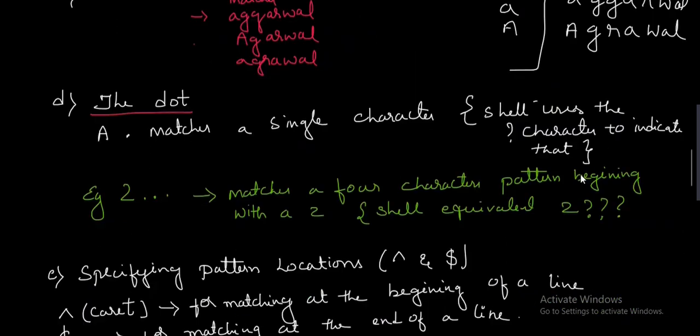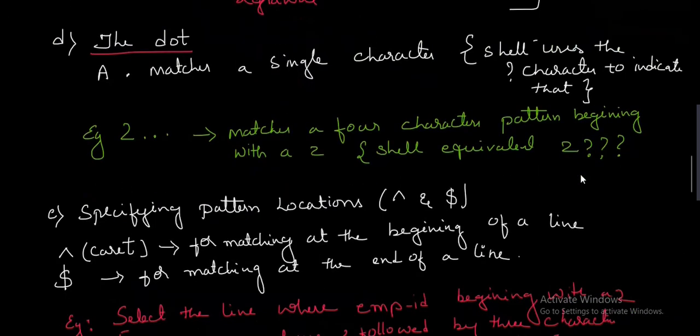Okay, so next we'll move on to the dot. What does dot indicate? It is going to match a single character. Whenever you want to match a single character, you are going to use dot. But in the case of metacharacters or wildcards, we have discussed that we use the question mark. In the case of basic regular expressions, you use dot.